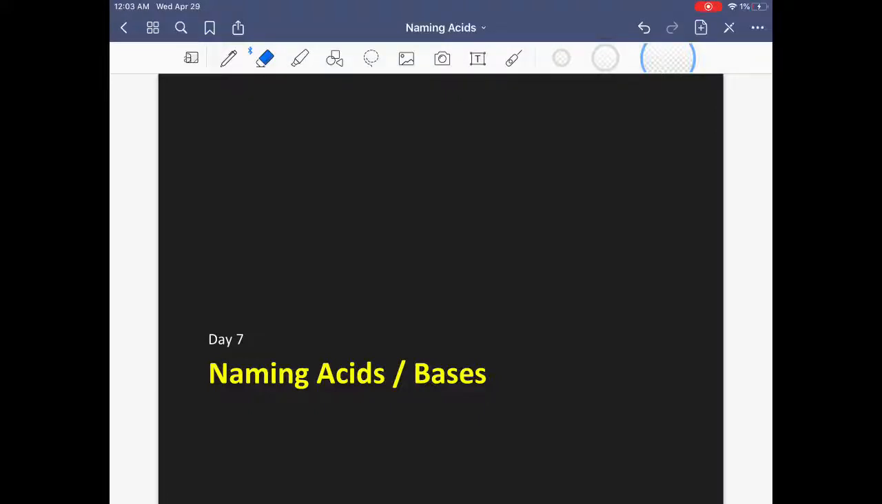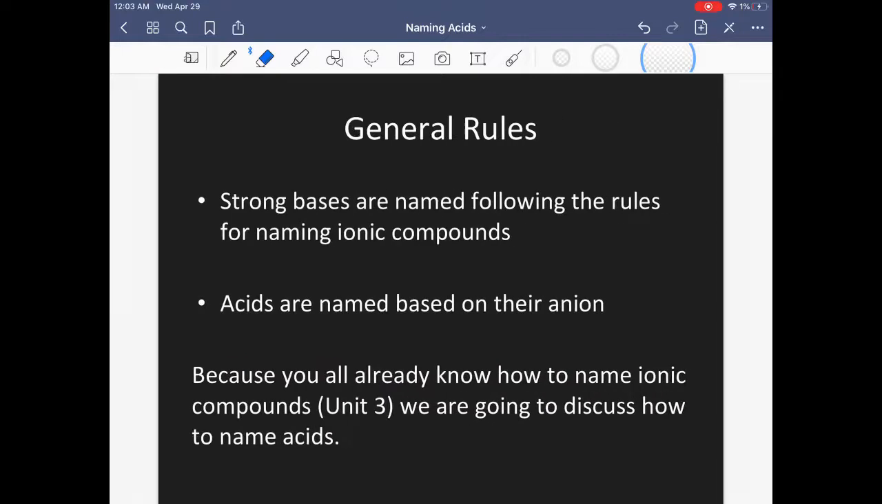All right, so we've been working a lot recently with acids and bases, talking about their calculations and different characteristics. So now we're going to take a look today at how to name those acids and bases. Some general rules as we are looking at naming.